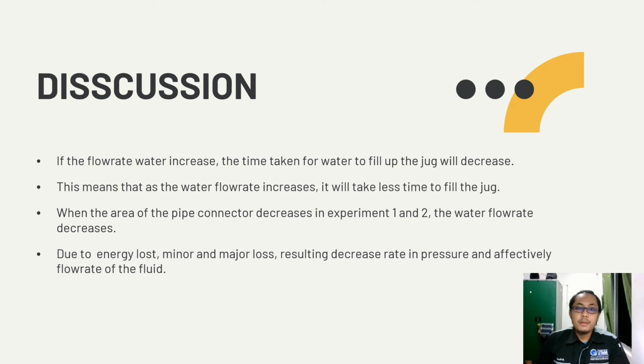And when the area of the pipe connector decreased during experiment 1 in the straight line and experiment 2 in the closed loop, the water flow rate decreased. In other words, the further the fluid travels from the source, in this case the inlet, the more the flow rate will decrease. This results in a decrease in other variables such as the pressure. This might be caused by several factors: the major loss, the head loss, and the minor loss, resulting in a decrease in pressure, and effectively it will also decrease the flow rate of the fluid.